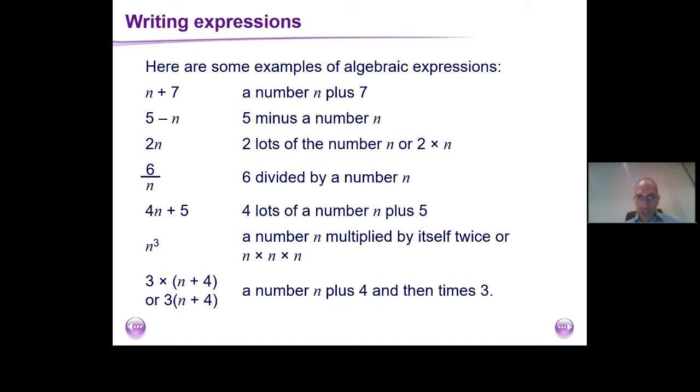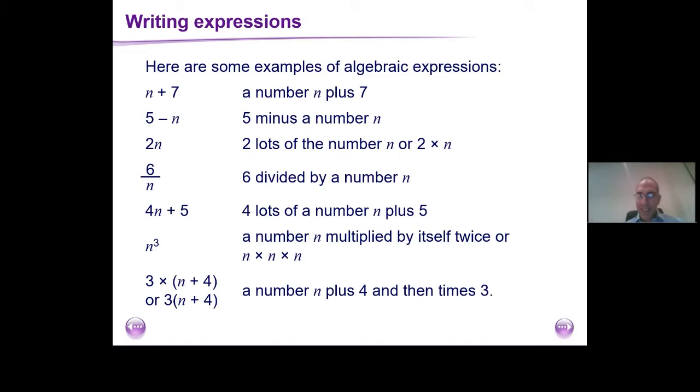And finally, the most challenging one, it says a number n plus 4 and then times 3. Now, if you wrote n plus 4 multiplied by 3, you would know through BIDMAS, you would do the multiplication first and then the addition. So it would be n plus 4 times 3, which would be n plus 12.